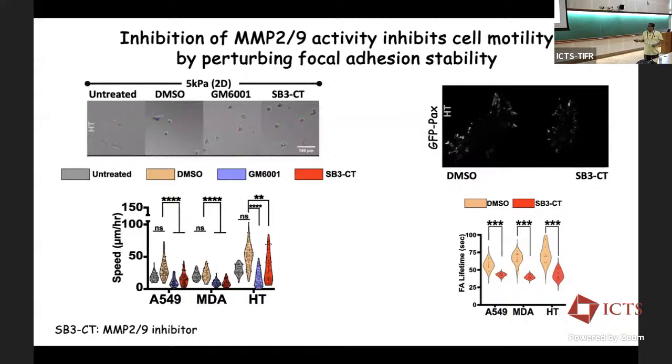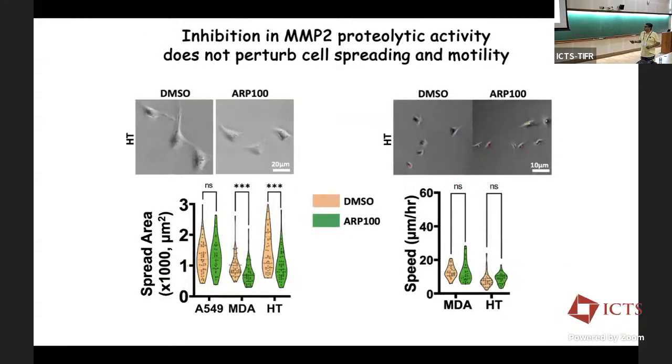The next set of experiments we did was again to rule out, between MMP2 and MMP9, who is regulating it. We did experiments with an MMP2 specific inhibitor, ARP100. Actually, ARP100 inhibits both MMP2 and MMP9, but at low doses, it specifically inhibits MMP2. And now you can see that with ARP100, there is hardly any difference. So we could then pinpoint that probably MMP9 is one of the prime culprits.